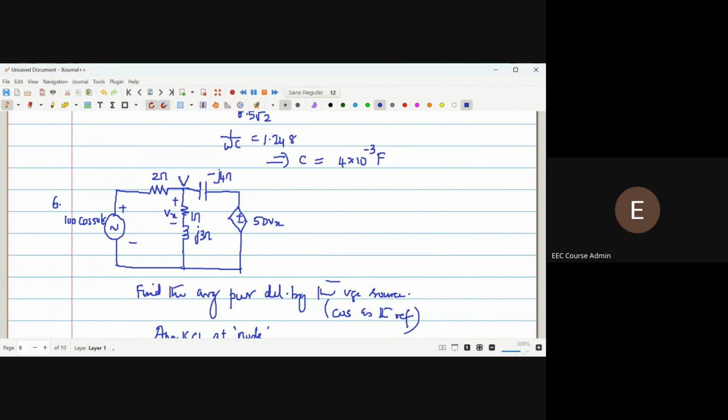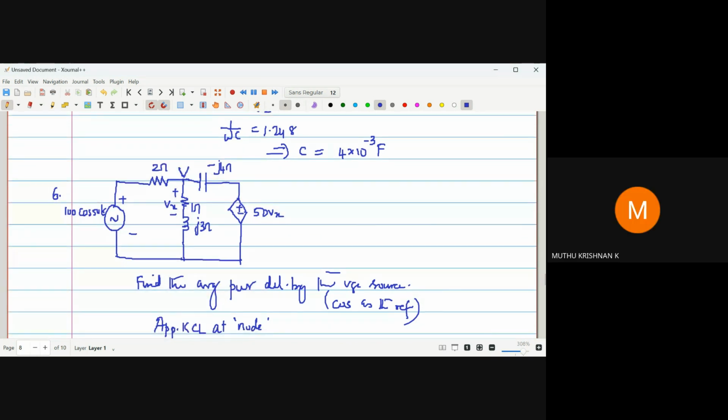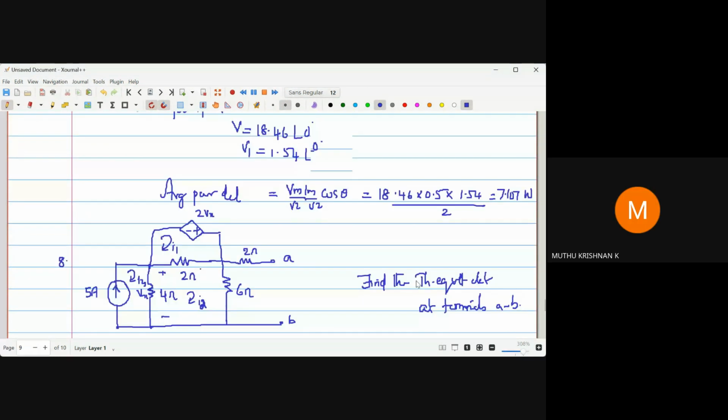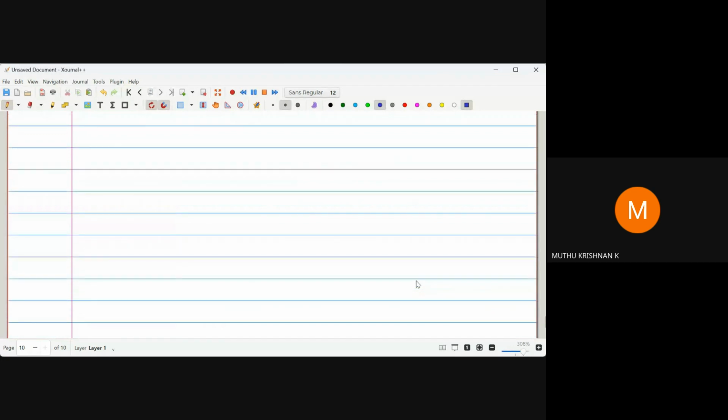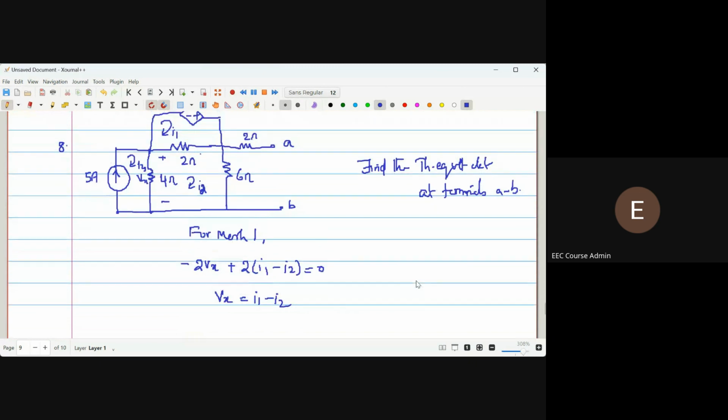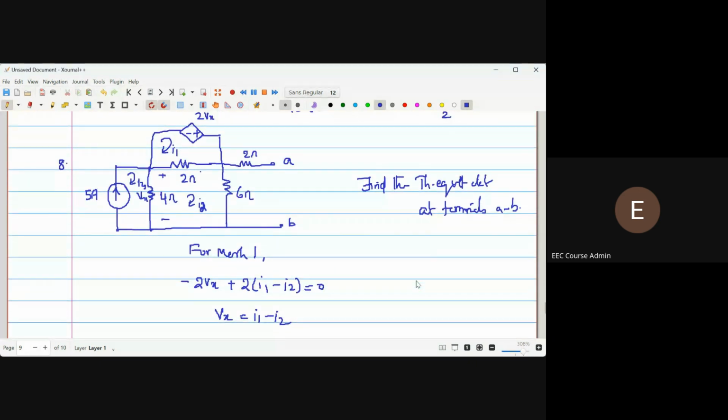Ma'am, in the last question, is I3 equal to 5? I3 equal to 5, correct. With that test current source or voltage source, let me see, I will complete this and share it with you. What I have written, I have considered this as I3, so that will be 5 ampere.